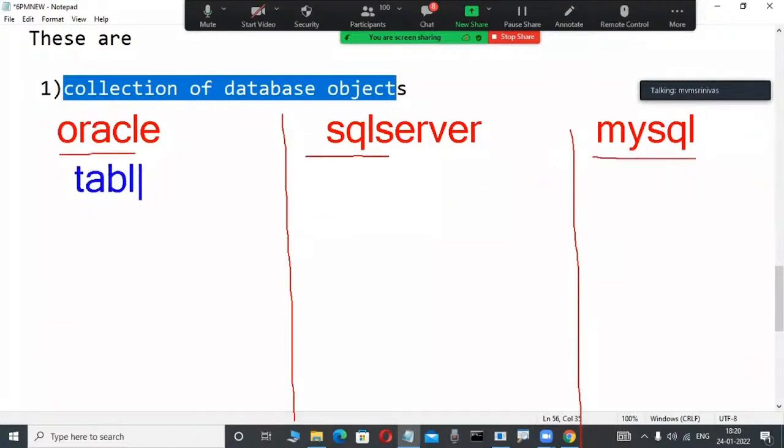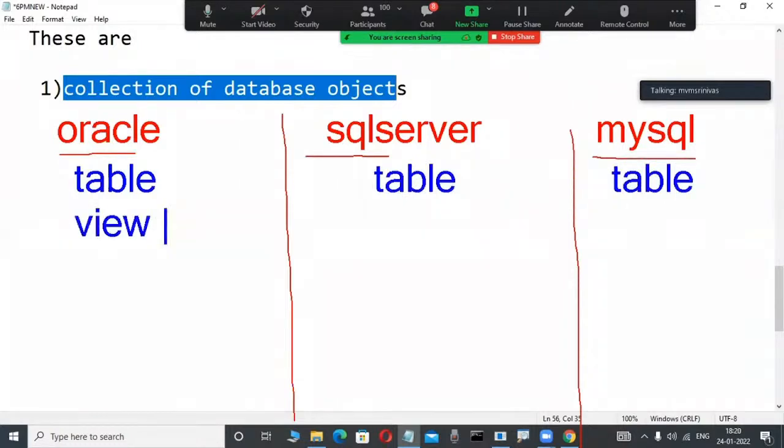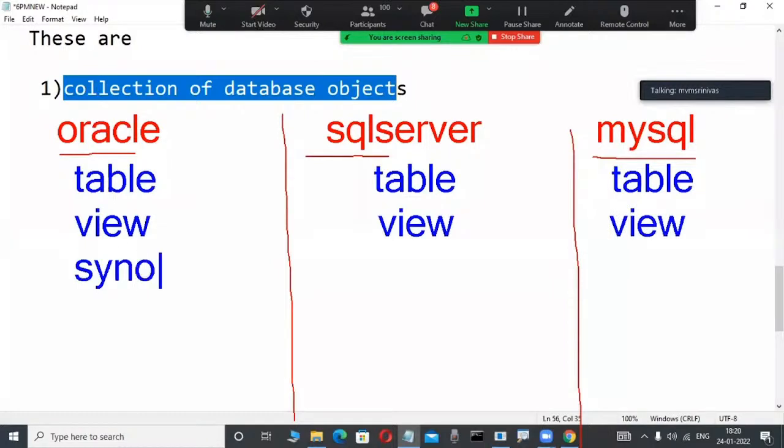Table, no? Table is a database object. Here also a table is there, and in MySQL also a table is there. Same. Again, view is a database object, with some purpose. Here also view is there, and here also. View is a database object. Here synonym is a database object. What is synonym? What is view? We are learning it, don't worry.